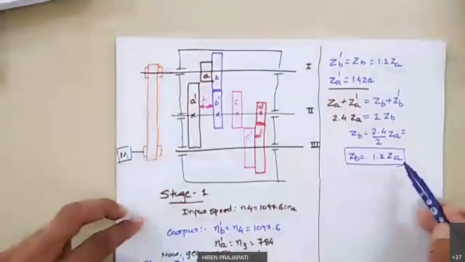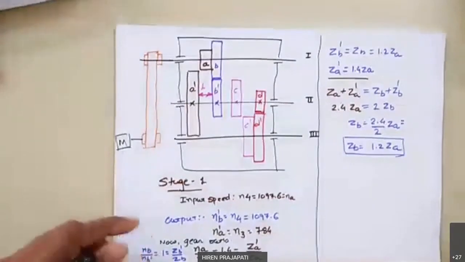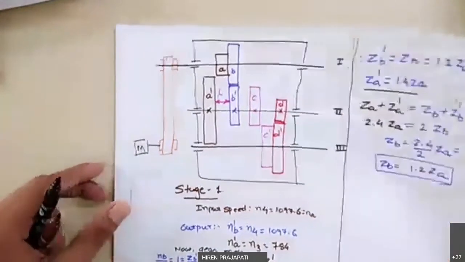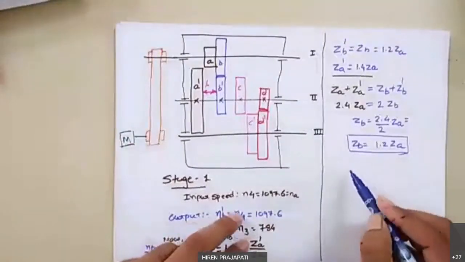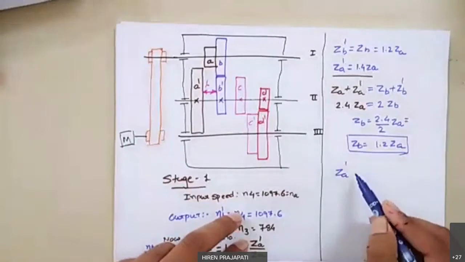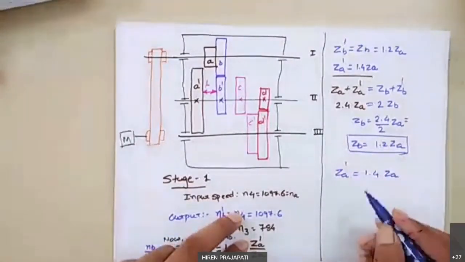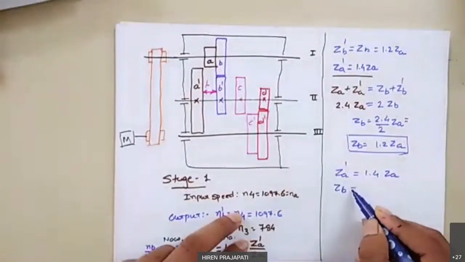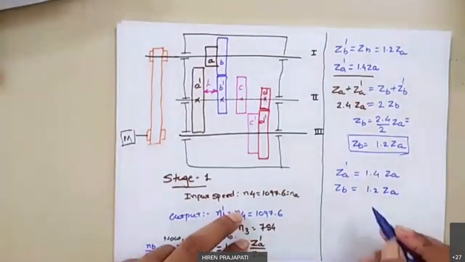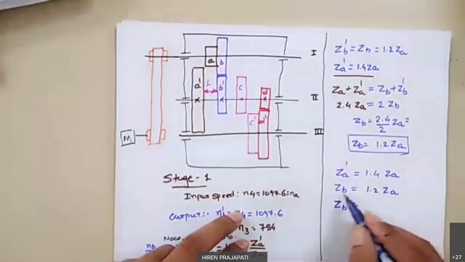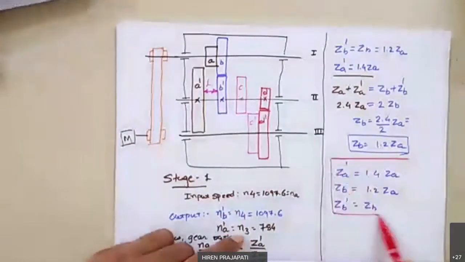So due to that, we have written all this equation in terms of ZA. So let us now prepare one table using this equation. I am just making a summary of it. ZA dash is equal to 1.4 ZA, ZB is equal to 1.2 times ZA, and ZB dash is again equal to ZB. So this is what we have till now.